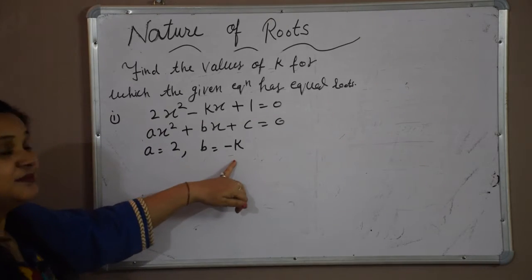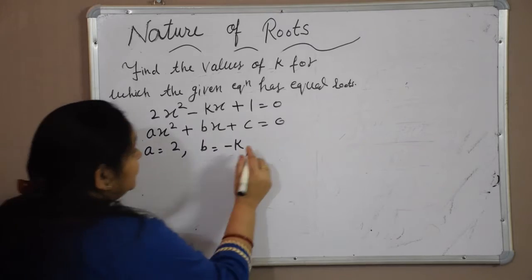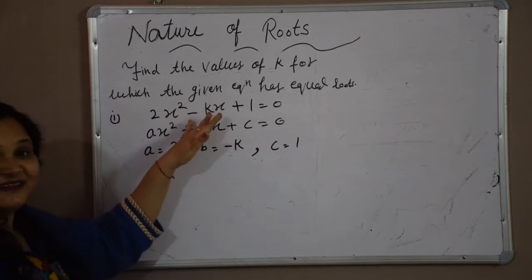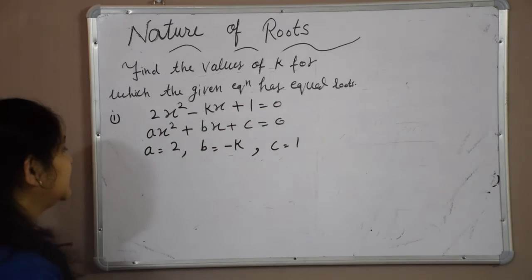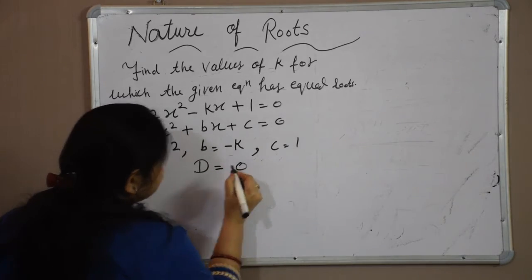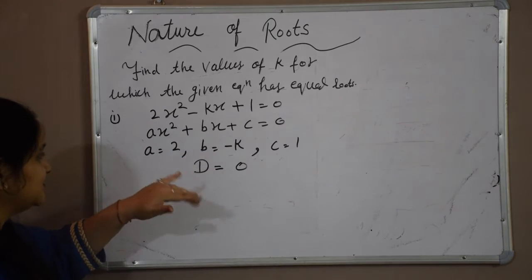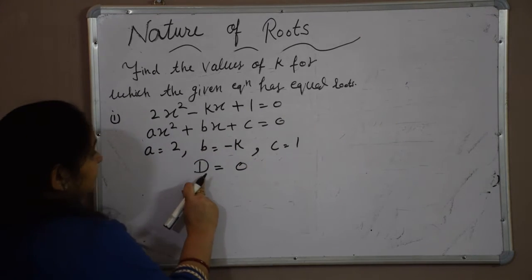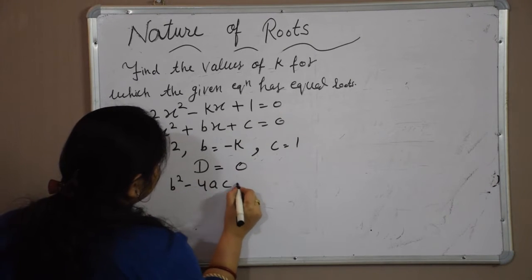Here b is some unknown quantity, and this unknown number we need to find. c is equal to 1. But there is one good thing here. It is given that the given equation has equal roots. Because the given equation has equal roots, therefore D is equal to 0. This condition we need to remember. D is equal to 0, and we have to find this k. So D is equal to 0, that means b square minus 4ac equal to 0.